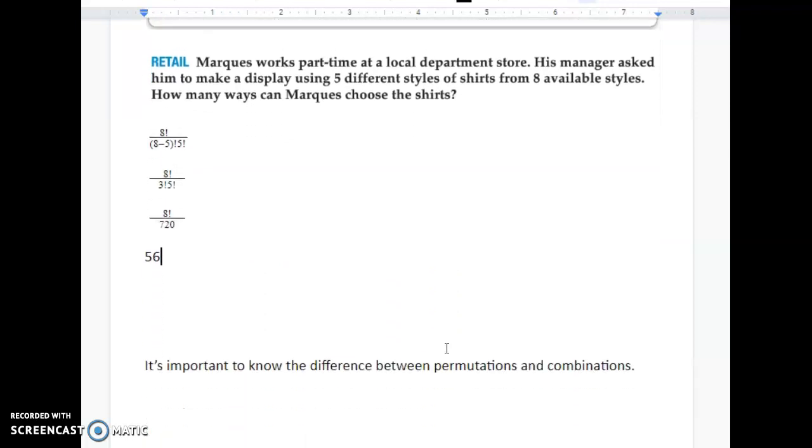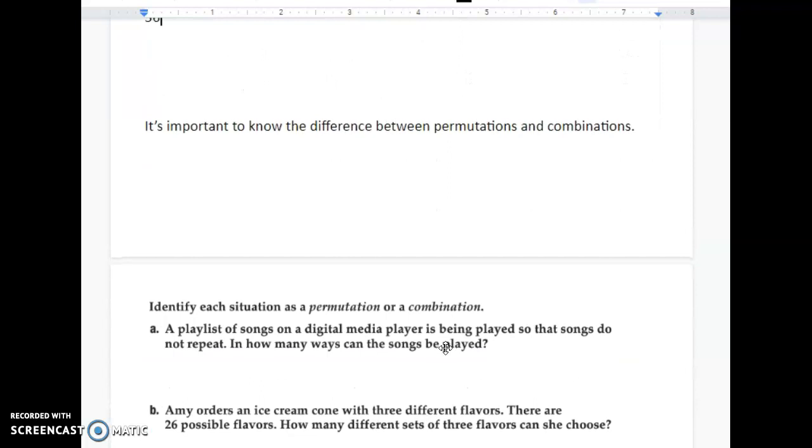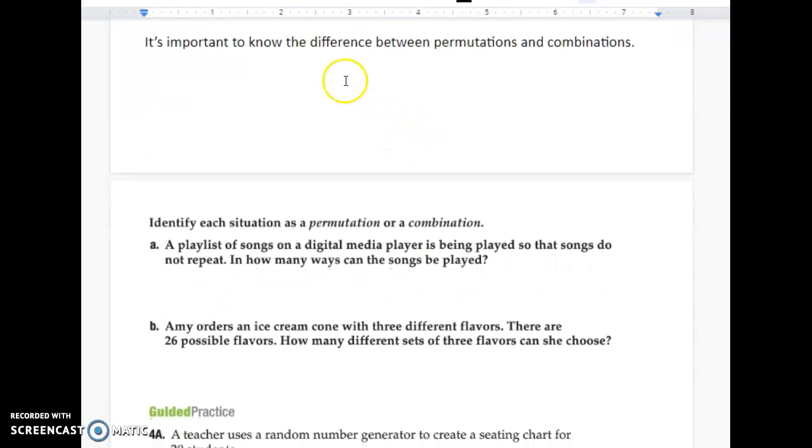Now it's important to know the difference between permutations and combinations. And again, the main key is that with permutations, order matters, whereas with combinations, order does not matter. So they're going to give you some examples and you need to decide, does order matter in this case?